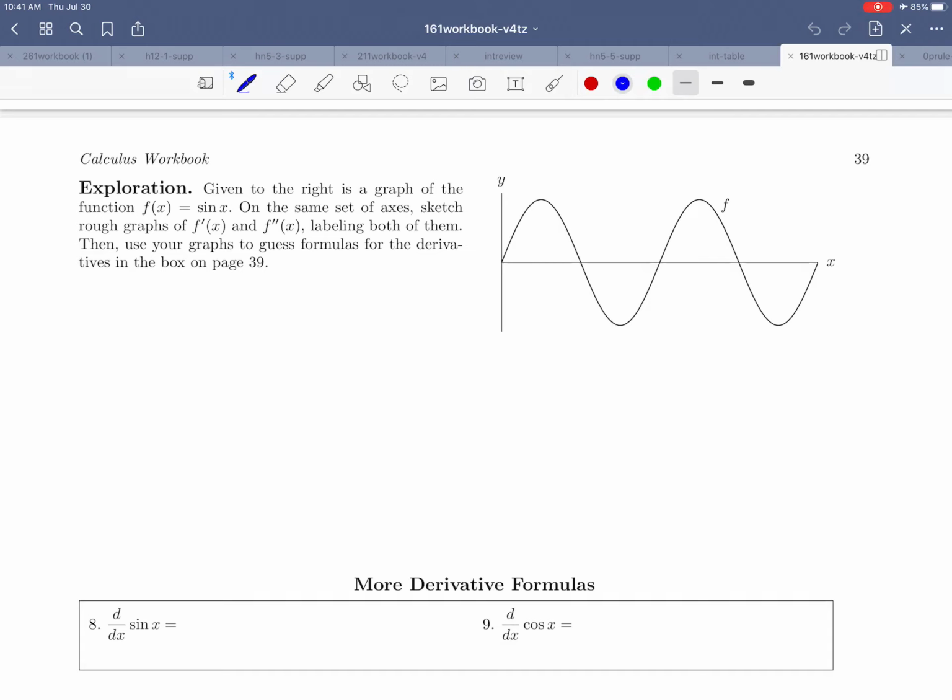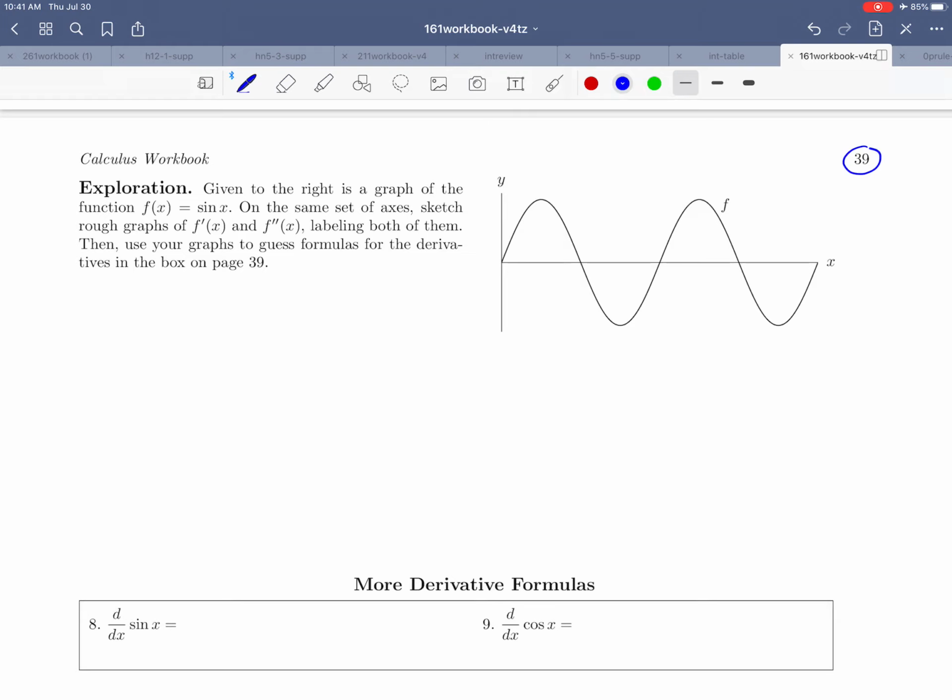Hi everybody, and welcome to the exploration at the top of page 39 in the workbook here. We already have a number of shortcut derivative formulas behind us, and in this video we're going to try to come up with two more to add to our list. Okay, so let's read this together.